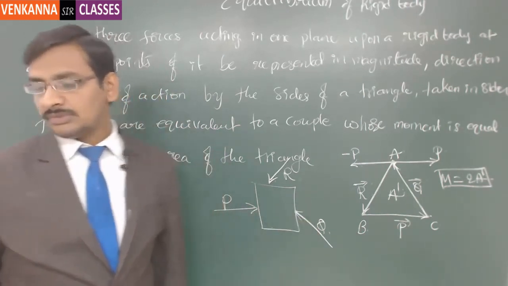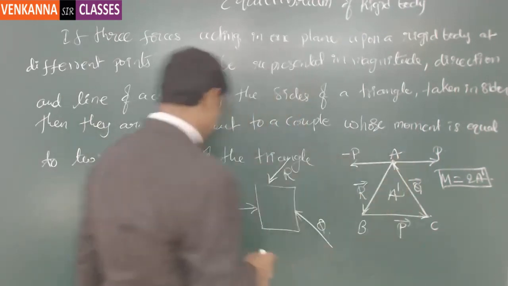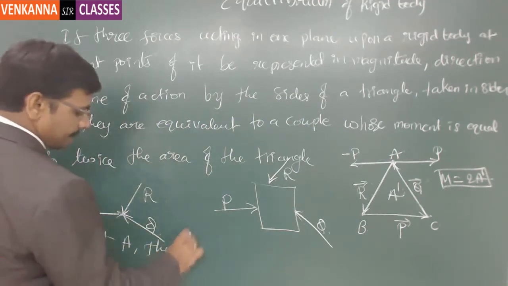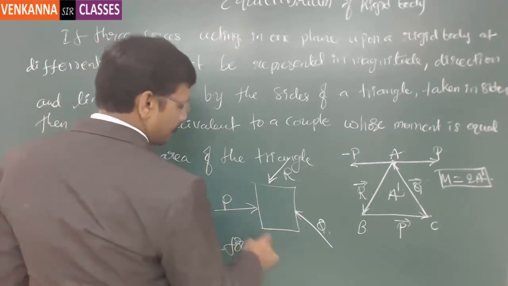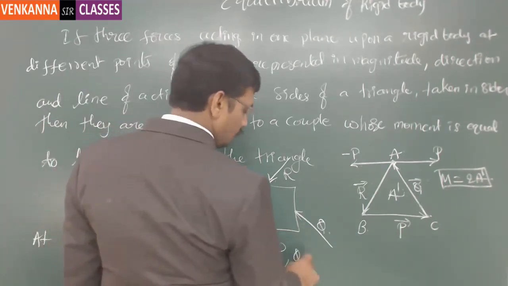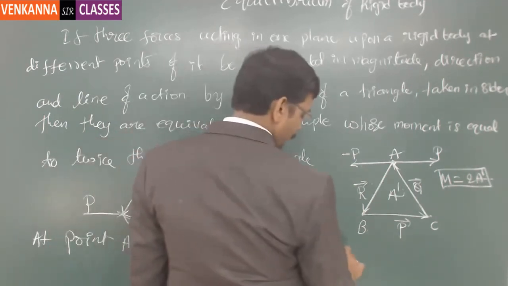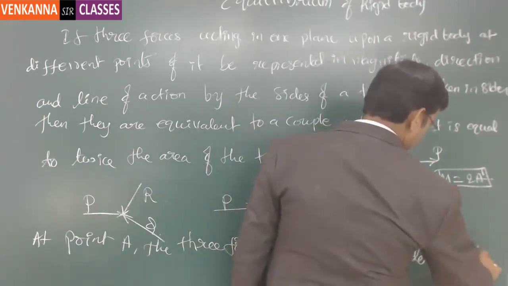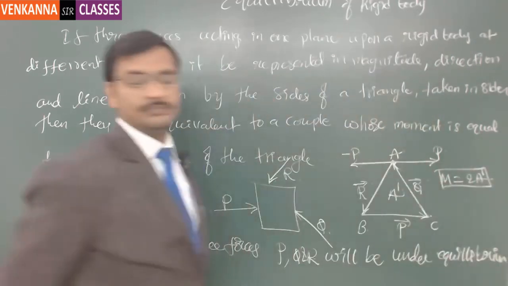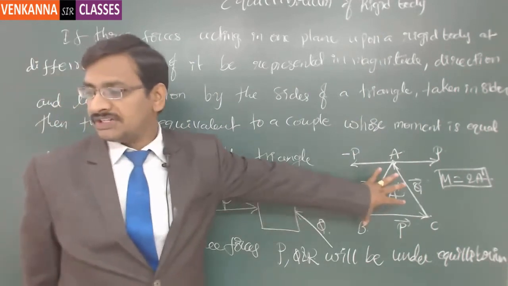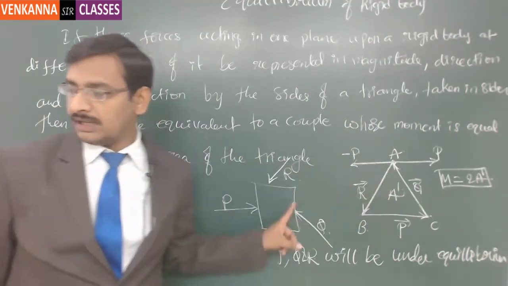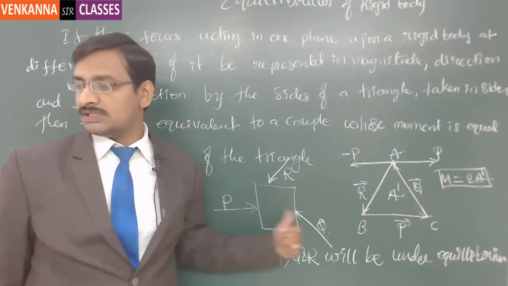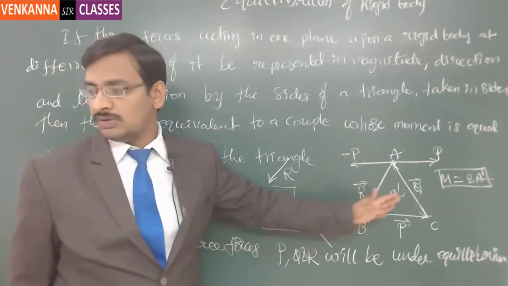Got it? Now here at point A, the three forces P, Q and R will be under equilibrium. Got it? So this is the main difference between the initial triangle versus this particular point. The initial triangle represents this and this point represents this. So this is under equilibrium. This may not be under equilibrium, so it will result in a certain couple. That's what we are going to derive now, right?